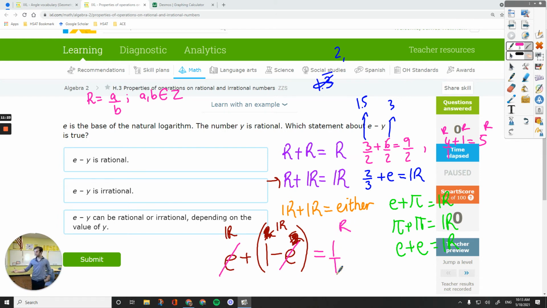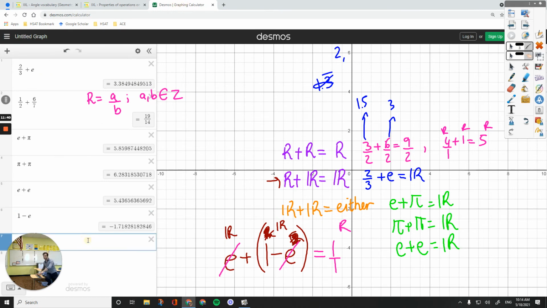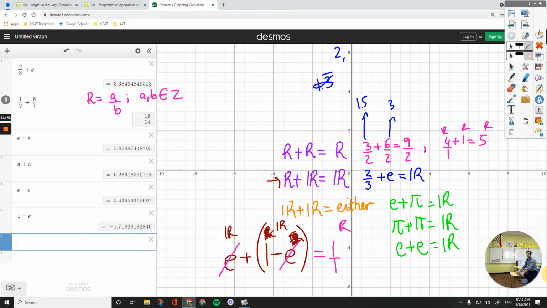fraction like this. So as you see, when the irrational expressions cancel each other out, the outcome could be rational. So let's just show you this, and I will show you another example as well. e plus 1 minus e. You see that it is 1, right?